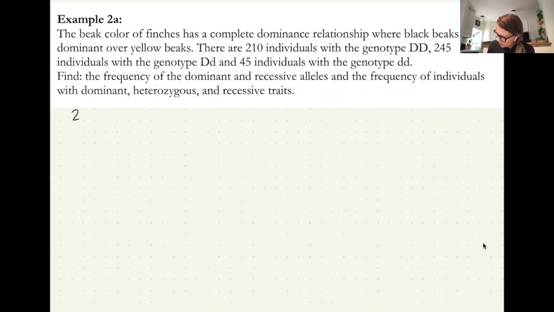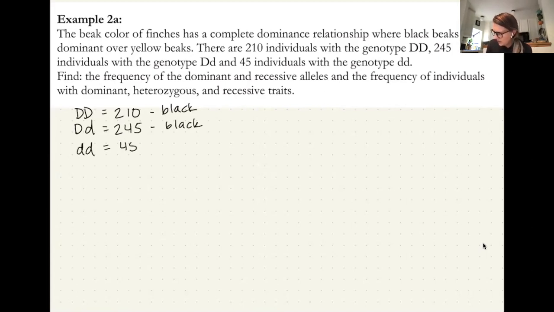Actually, I'm going to redo that. I'm going to put homozygous dominant is 210. That's going to be a black beak, which is dominant. We have heterozygotes, which are 245 individuals. That's also going to be black beaked. And then we have our homozygous recessive, which is 45, and those are going to be yellow beaked. And that's going to be a total of 210, 245, and 45, a total of 500 finches.